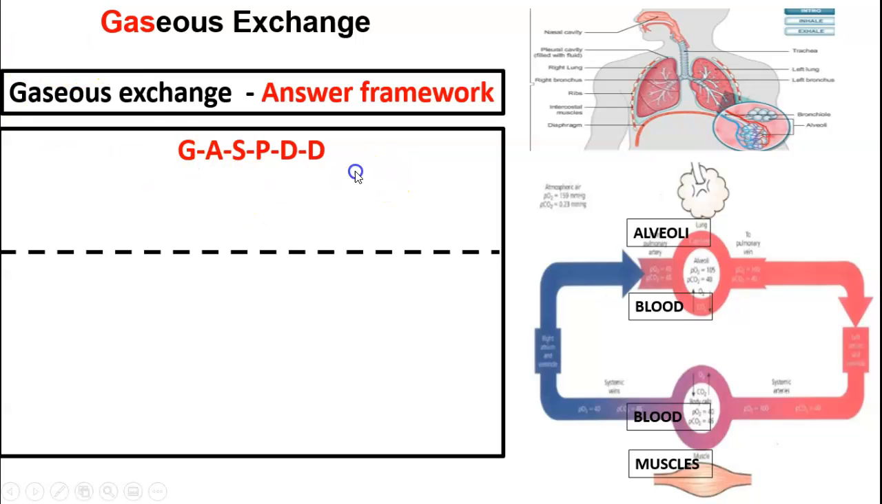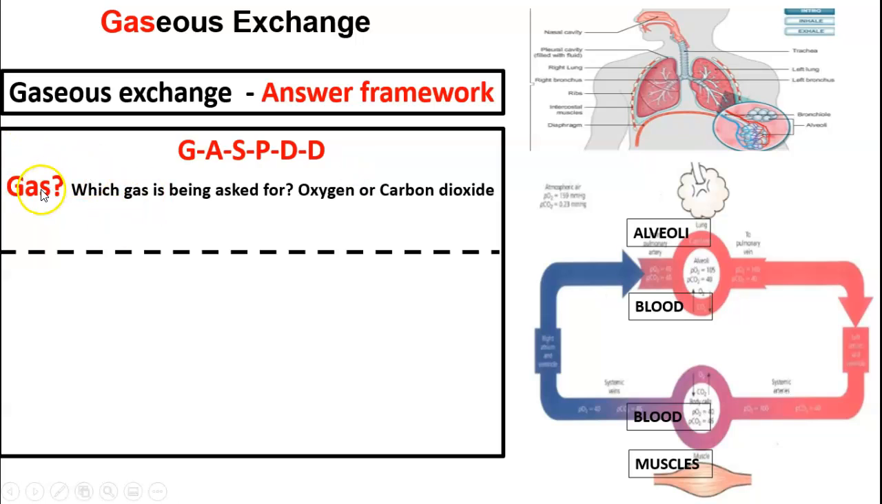So what do I mean? The first thing you have to work out from an exam question is what gas it is asking for. Is it asking for oxygen? Is it asking about carbon dioxide? Or if it just says the word gas, it's going to be both gases. Sometimes it'll give you one, sometimes the other, and other times it'll just say gas exchange, therefore you've got to put both.